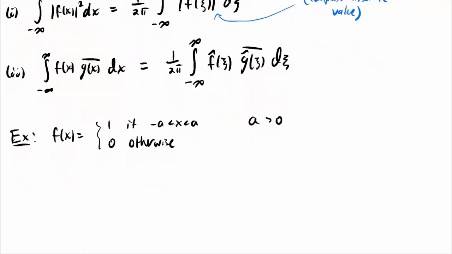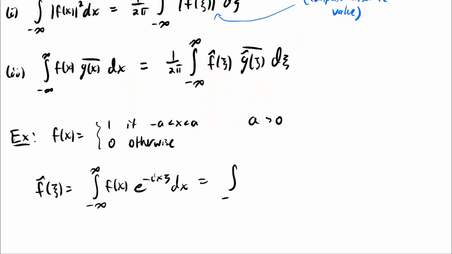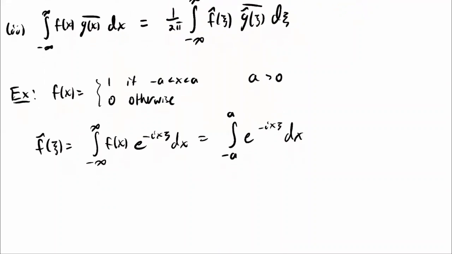Well, we can calculate the Fourier transform of f relatively easily. This is equal to the integral of f from minus infinity to infinity of e to the minus ixξ dx, using the definition. But f is equal to 1 between minus a and a, and 0 otherwise. And so this is just the integral from minus a to a. On this region, I replace f by 1, and so I'm just left with the complex exponential here. But now I can just evaluate this. It's just an integral of an exponential.